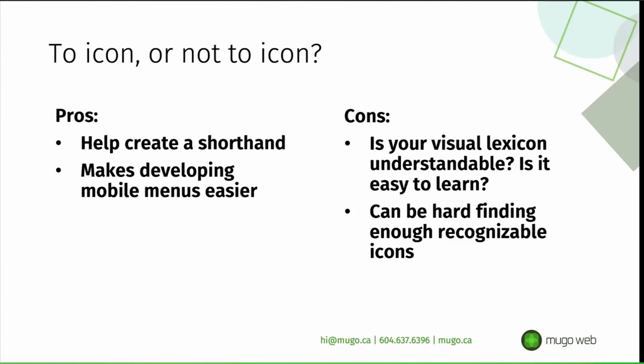Where you get into some potential issues here is this vocabulary that you've built around these images. Is it actually understandable? Is it clear? And if it isn't initially, is it something people can easily learn as they are using the site? And then probably one of the biggest design challenges is, how do you find enough icons to actually represent everything you need to that are recognizable?